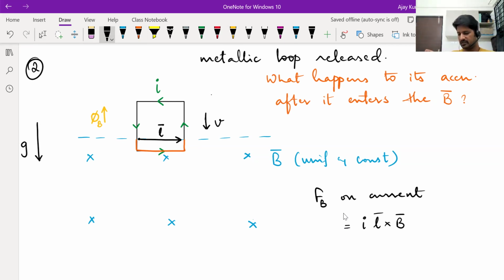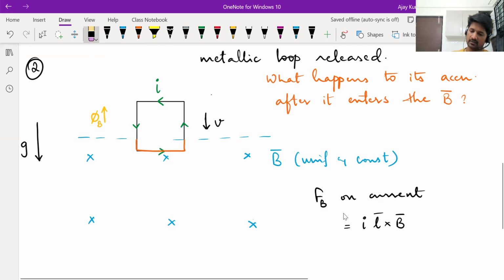So the L vector is to the right. Magnetic field is into the screen. How did we get the L vector to the right? Because current is flowing from here to here, so depending on the flow of current, you draw the L vector. L vector is to the right, magnetic field is inward. Then if you do L cross B, it will be in the upward direction. Which means there will be a force acting on this frame in the upward direction.